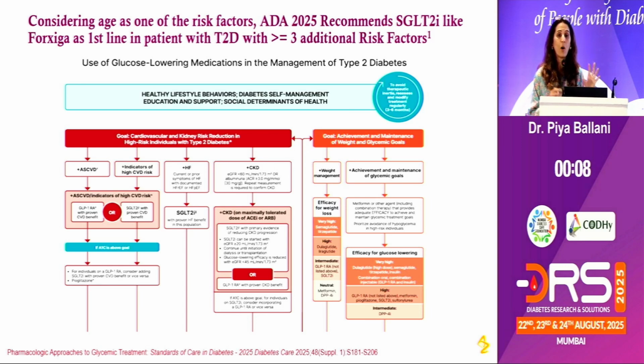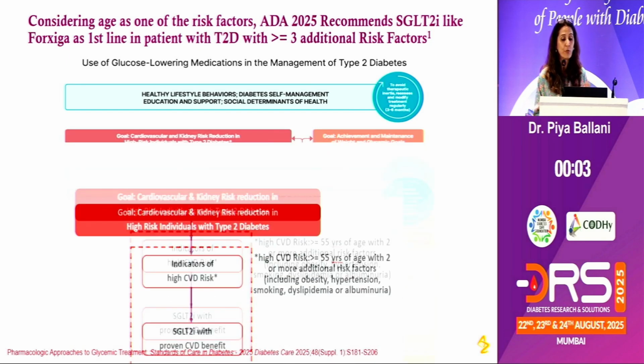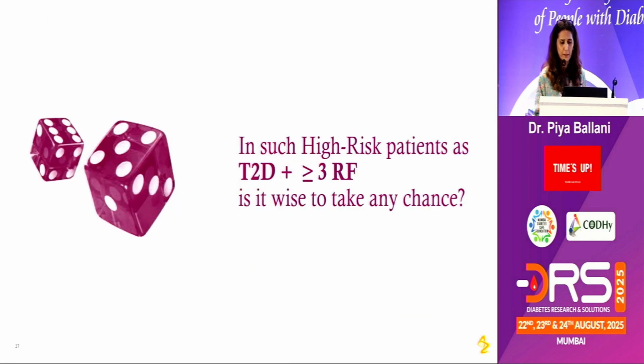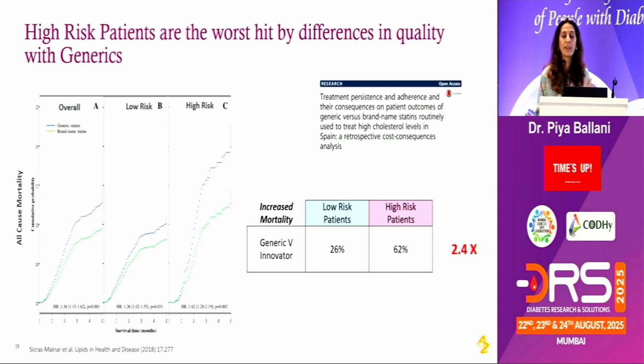The ADA now has explicitly given guidelines that for patients who have high indicators of CV risk, more than 55 or all the risk factors that we spoke about, it is not only about patients with established CVD or established CKD, but if they have risk factors already, the use of these SGLT2 inhibitors with proven benefit needs to be started. Just one final line over here.